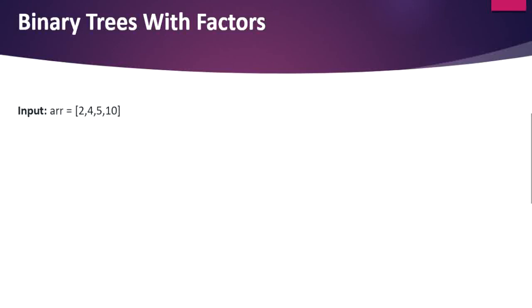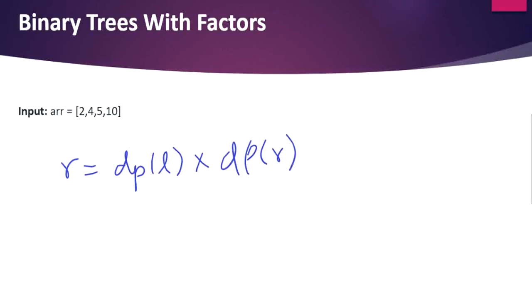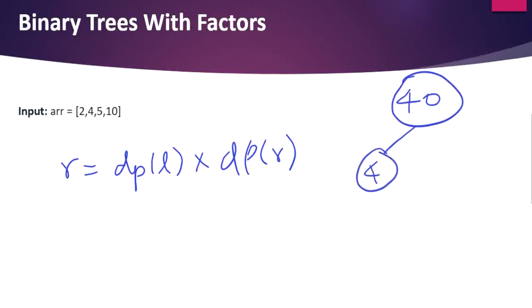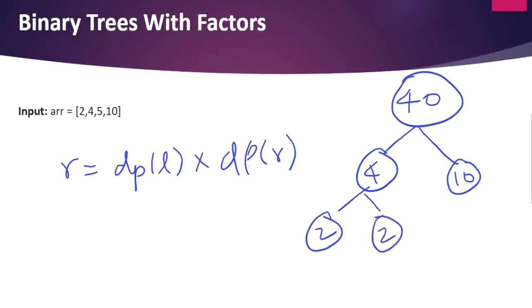Before understanding the pattern of how we are going to fill our DP array, I want us to understand why and how we are going to fill those values. So the pattern we're going to use is, if we can form a tree with root node R, then the number of trees that can be formed is equal to dp of its left child into dp of its right child. Consider we have a node 40 and its children are 4 and 10. Further, 4 has children 2 and 2, and 10's children are 5 and 2.